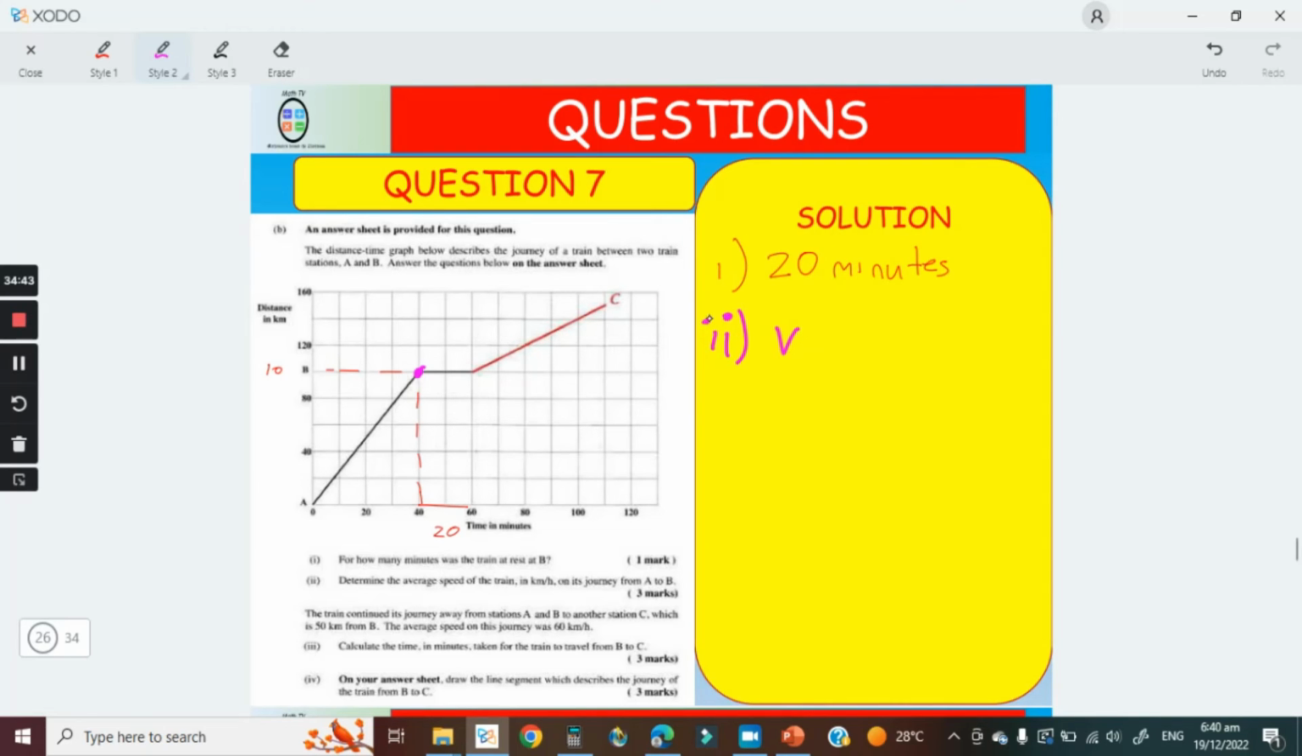The average speed, alright, stop doing that please. Let me try again.